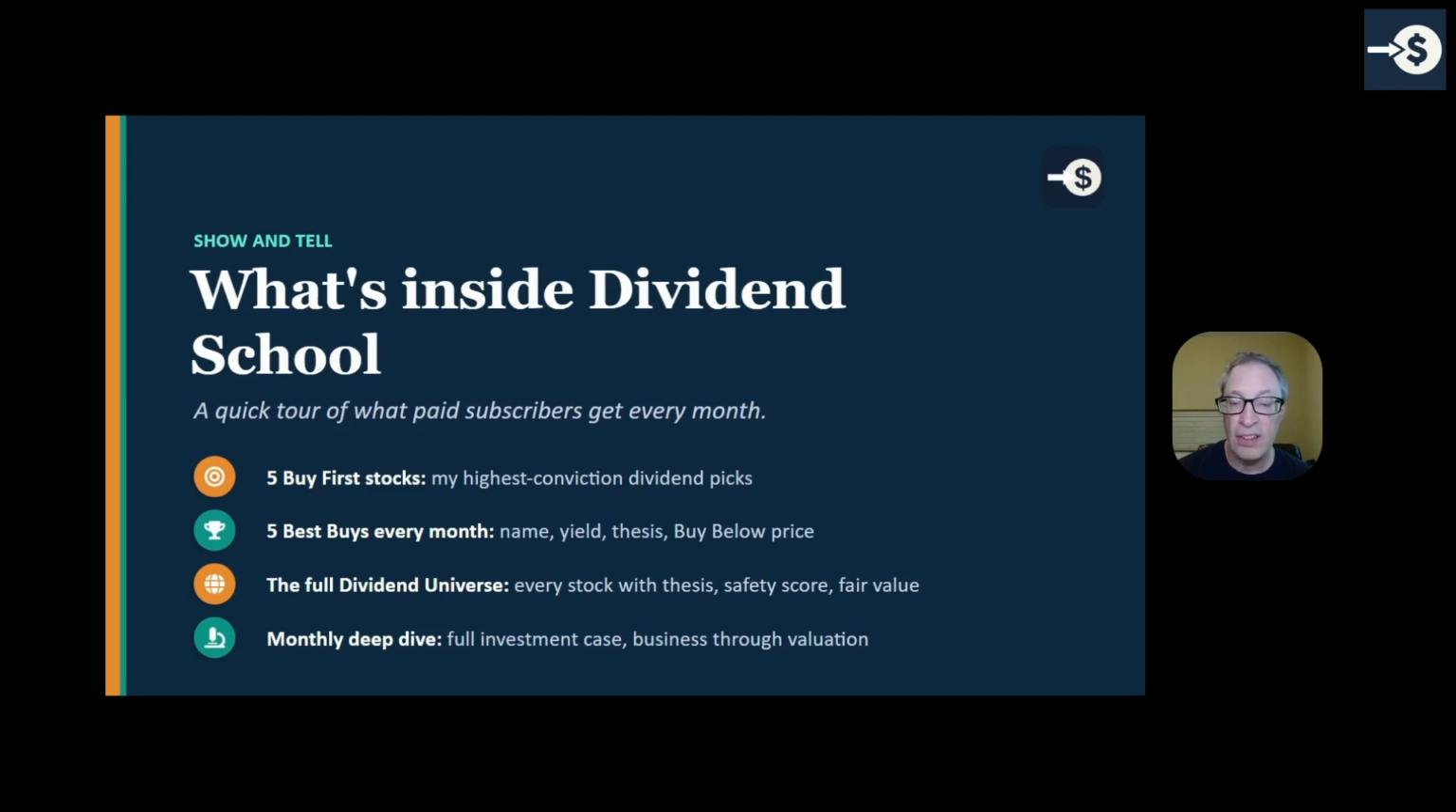In a lot of cases, these will be companies that are included in the dividend universe. Sometimes they will be ones that are outside that I'm interested in, but maybe don't meet the qualifications or the criteria quite yet to be included.